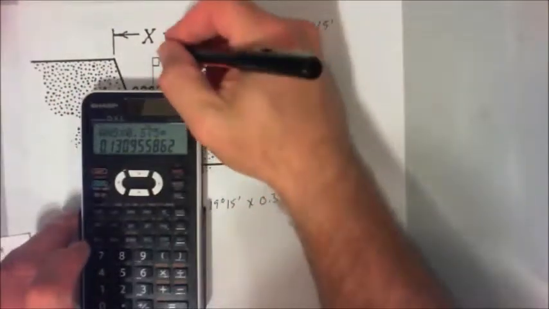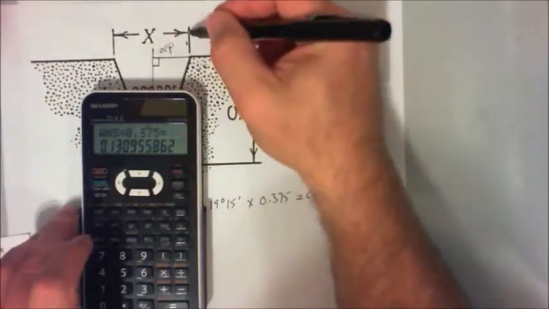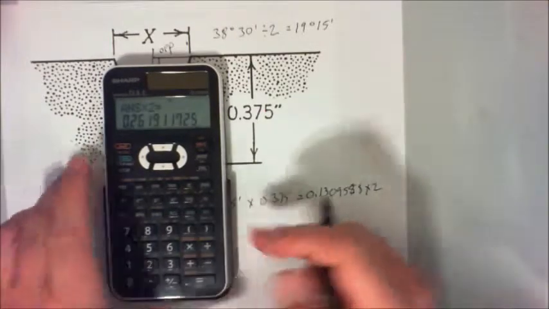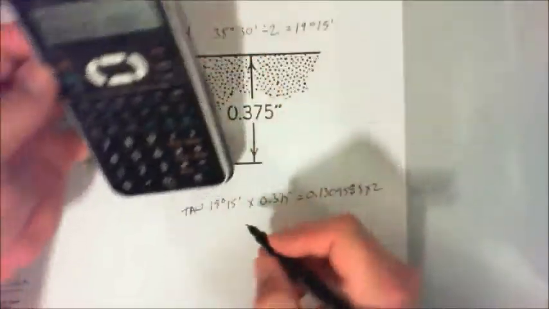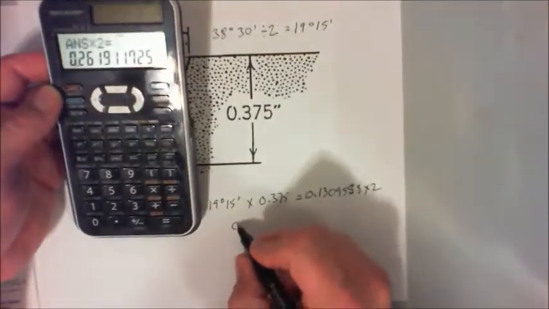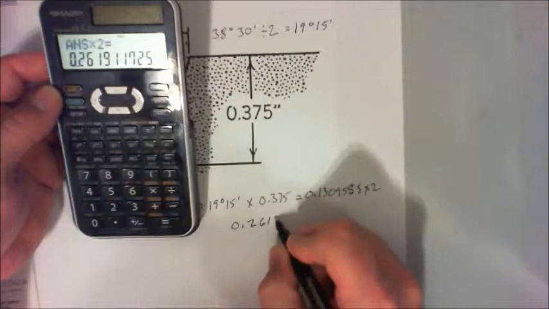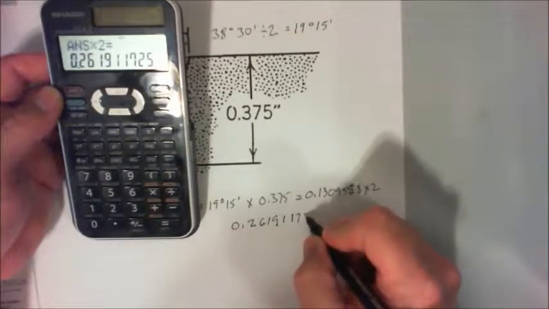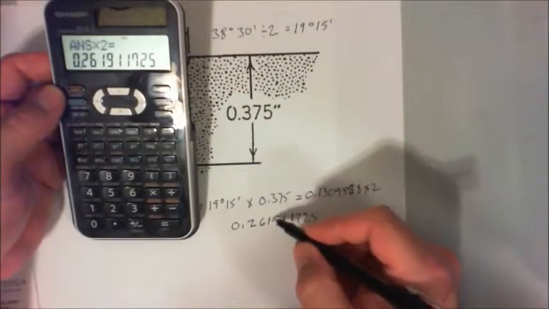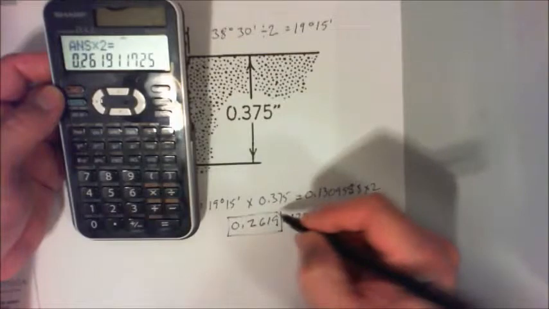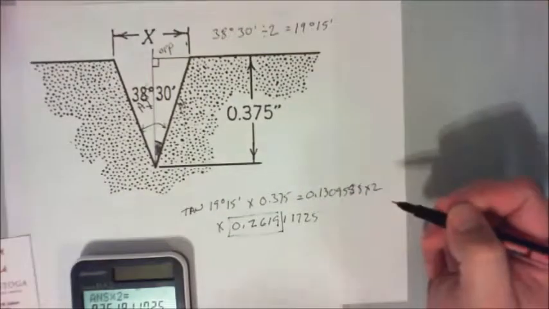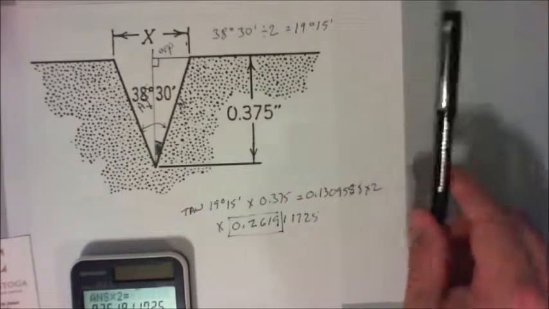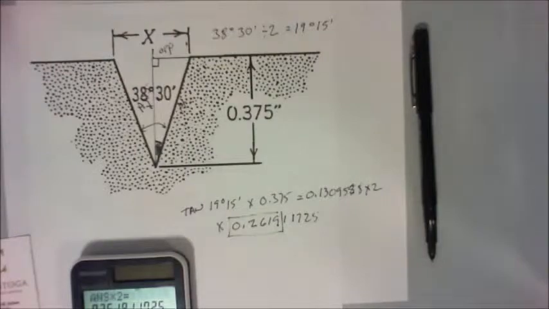Now that's only from here to here. I need from there to there. So times 2 equals 0.261911725. We'll go 4: 1, 2, 3, 4. X equals 0.2619. Okie dokie. I hope that helps. Stay tuned for the next one.